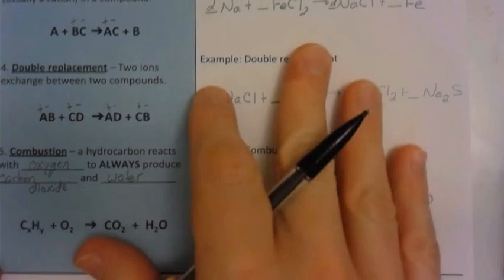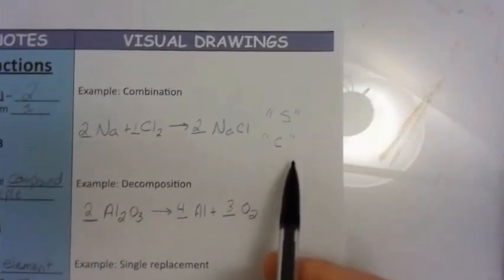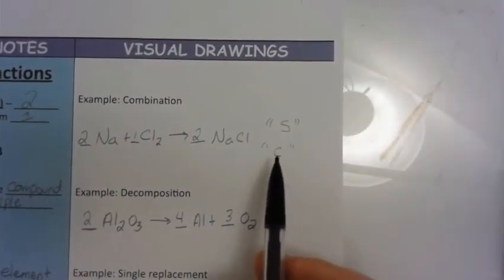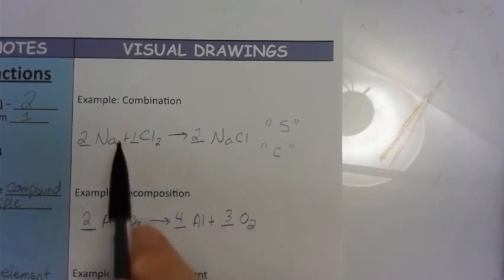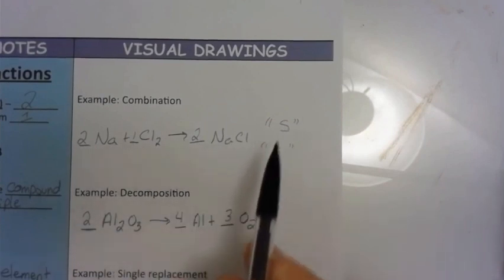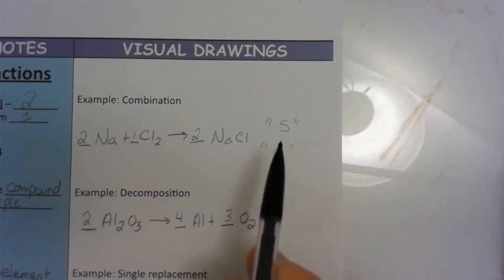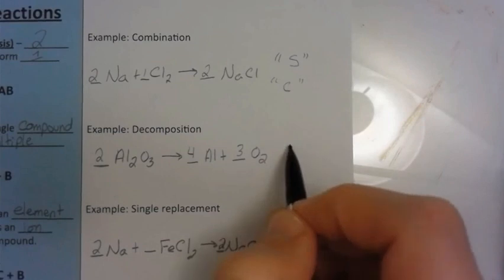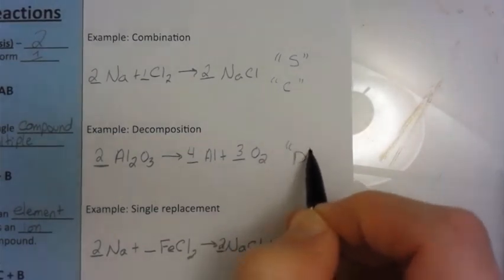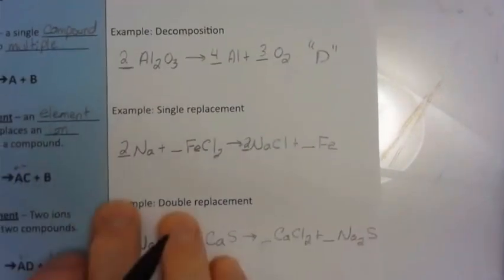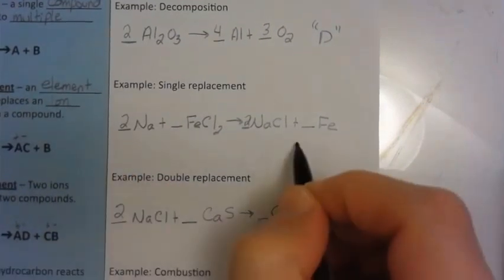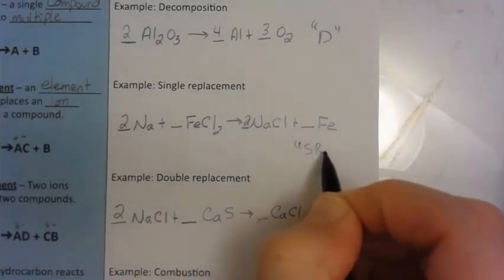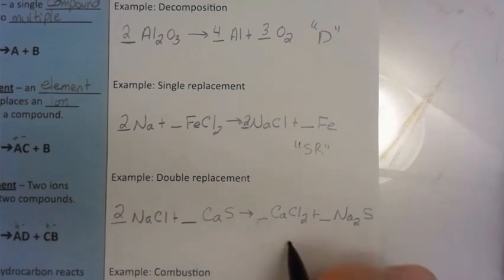And I kind of goofed a little bit and I started talking about these shorthand codes to identify them. If we have a combination reaction, we can put a capital S or a capital C. Either one of those is fine, combination or synthesis. For decomposition, we're going to identify that shorthand with a capital D. For single and double replacement, we're going to identify that with capital S, capital R for single replacement, capital D, capital R for double replacement.